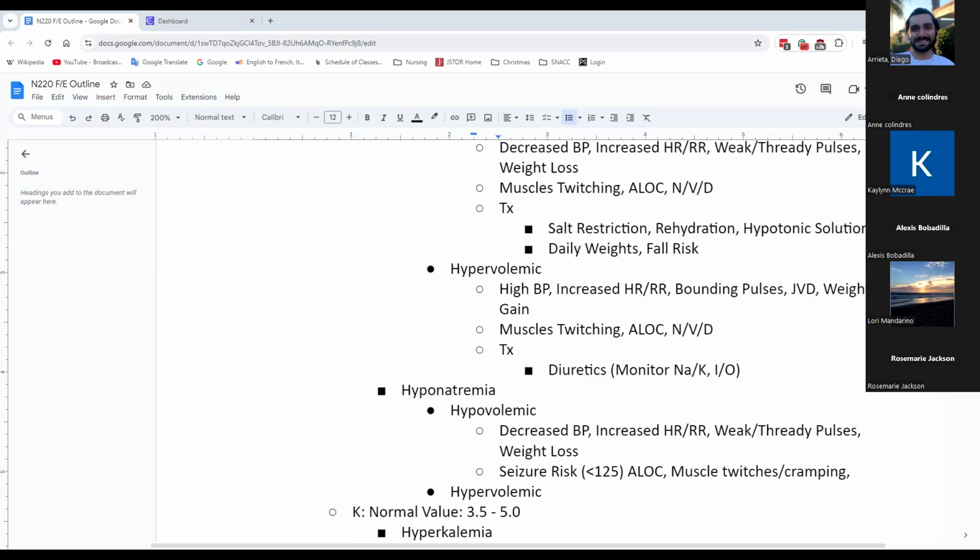Something you can see as well is some of that nausea, vomiting, diarrhea going on. It has that increased GI motility. Okay. Anything else you guys can think about?